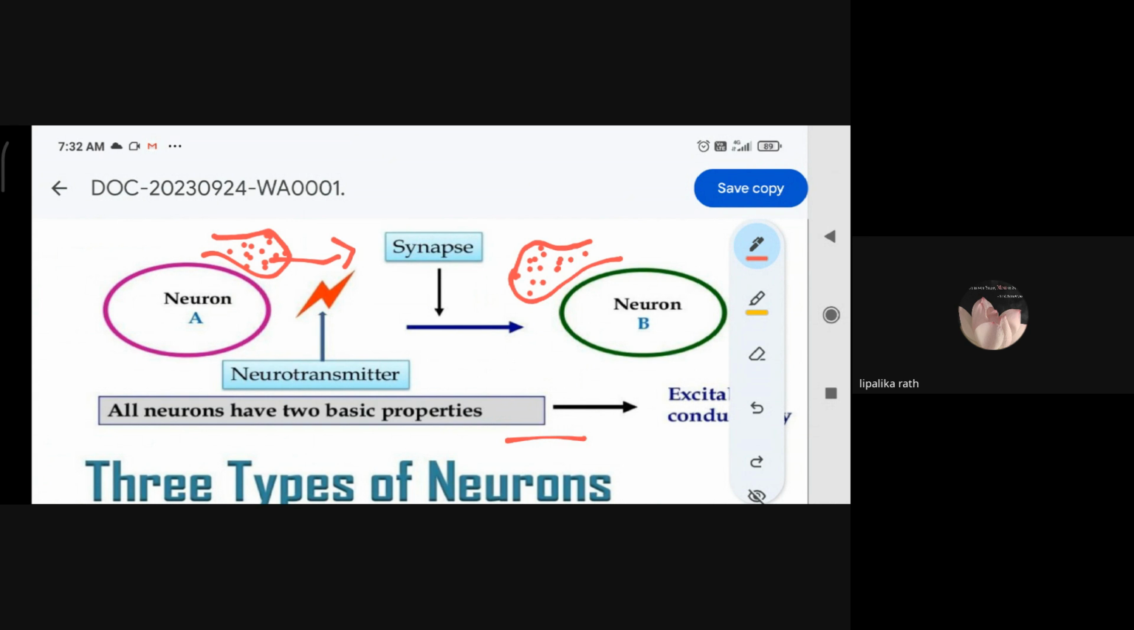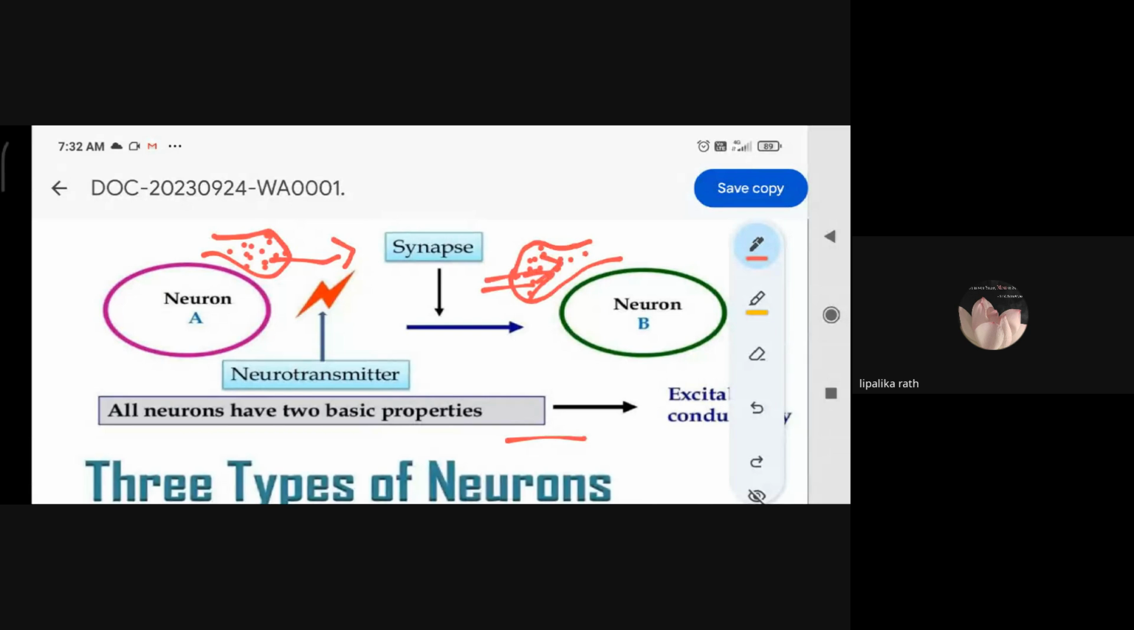So when the information is within the neuron, it is in the form of electric charge. And when it is released into the synapse, it is in the form of chemicals. With the help of neurotransmitters, these chemicals again enter the next dendrite. When it enters the next dendrite, it again becomes electrical charge.